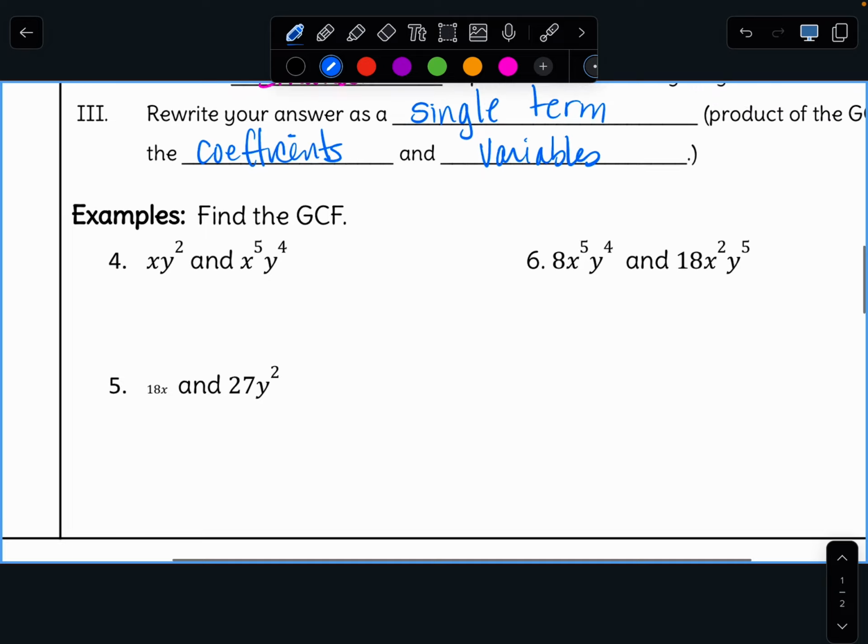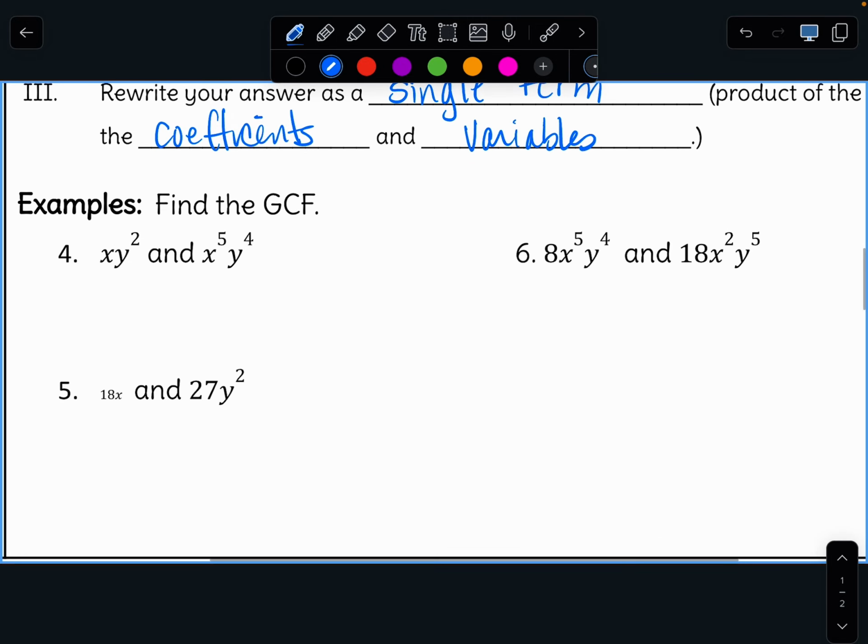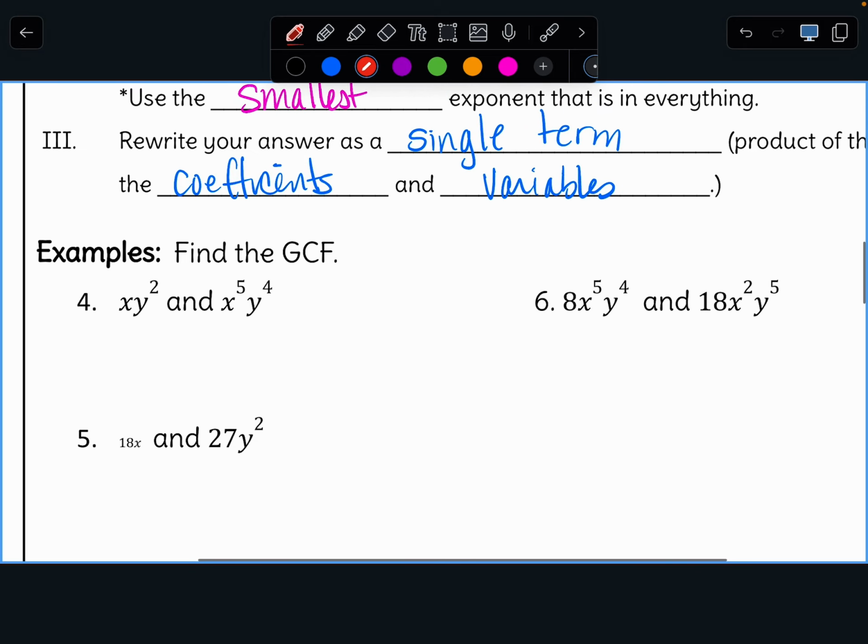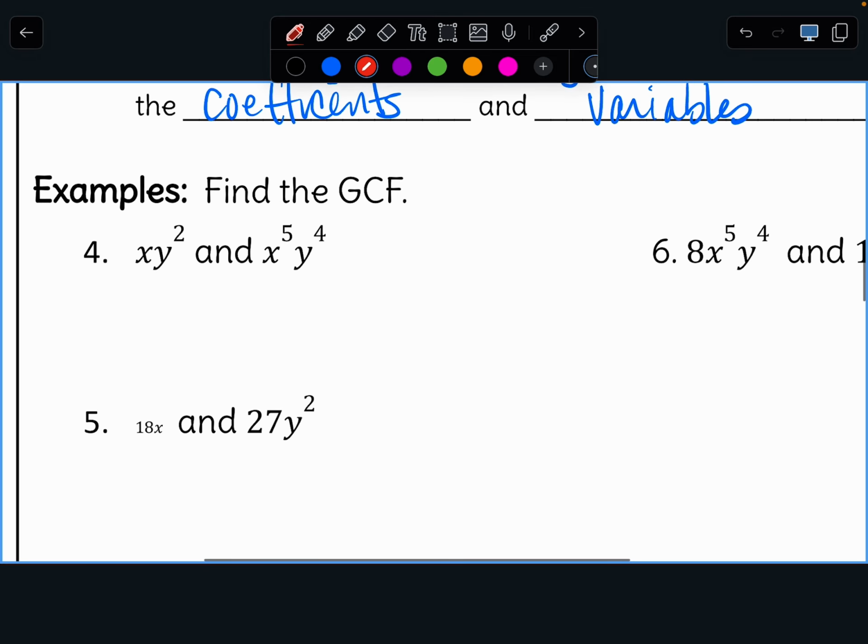So when we look at number 4, I'm looking for the GCF. What's the smallest thing? So when we're looking at variables, remember I want the smallest exponent that's in everything. So what's the smallest x? X. So the smallest one, so the GCF is x, and what's the smallest y? Y2. That's it.